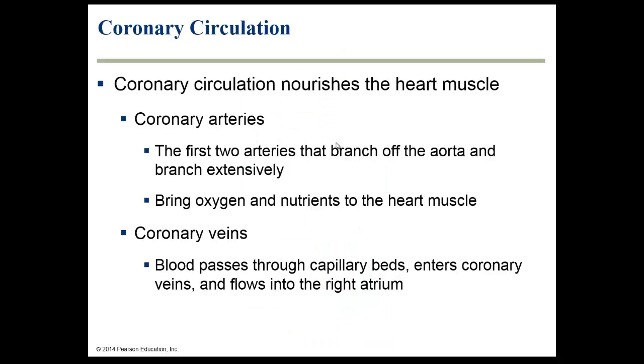So the coronary circulation focuses specifically on the circulation of blood over the heart muscle. Because the heart is a very hard-working muscle, it keeps us alive on a second-to-second basis, we want to be sure that we have good coronary circulation. So we have coronary arteries that branch off the aorta, and they provide oxygen and nutrients to the heart muscle. And then we have the coronary veins that receive the used blood and return that back to the right atrium.